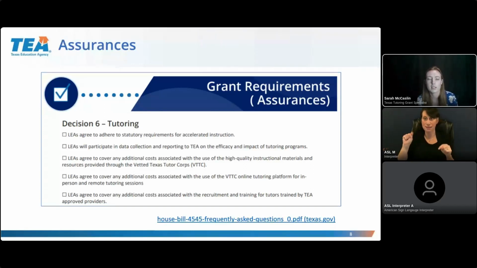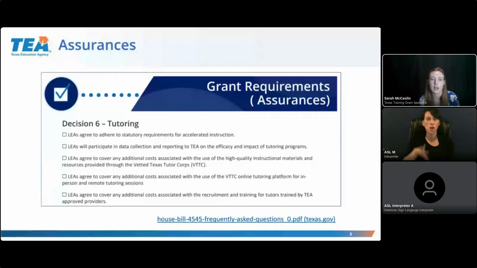The second assurance is that the LEAs will participate in data collection on the efficacy and the impact of their programs. Now that we're moving into implementation year 2, we'll spend some time in the next slide really talking about what data collection looks like moving forward.